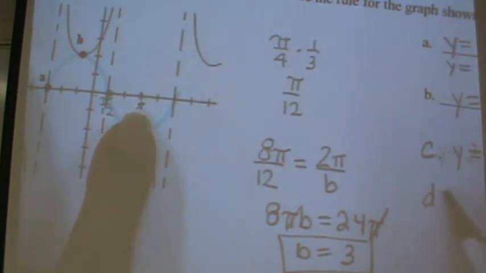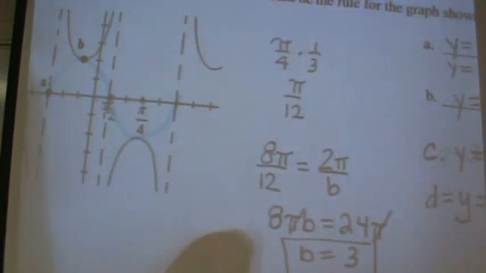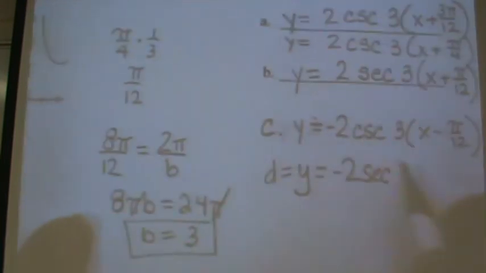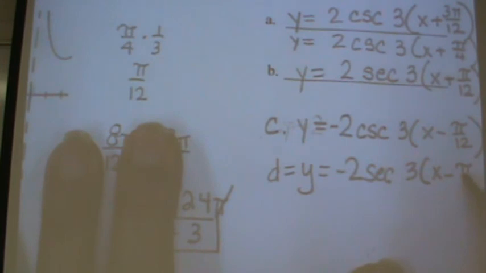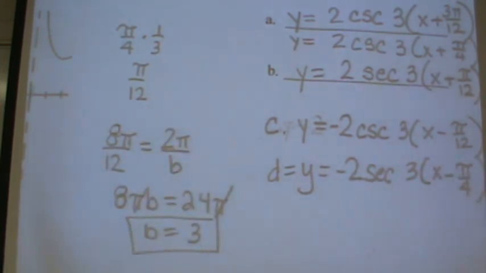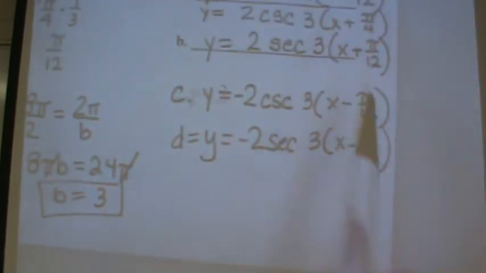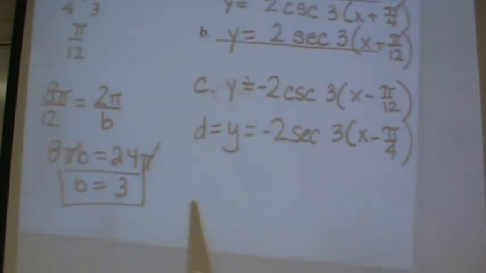If I would have put my dot here, right here, what's this equation? I'll call that D. Y equals negative 2 secant 3, and then it'd be x. You could have either minus pi over 4, or you could have 3 pi over 12, minus 3 pi over 12.